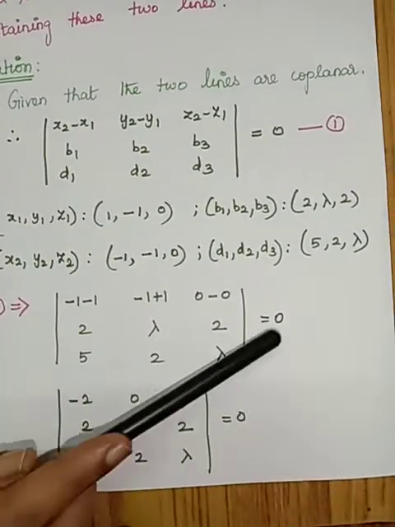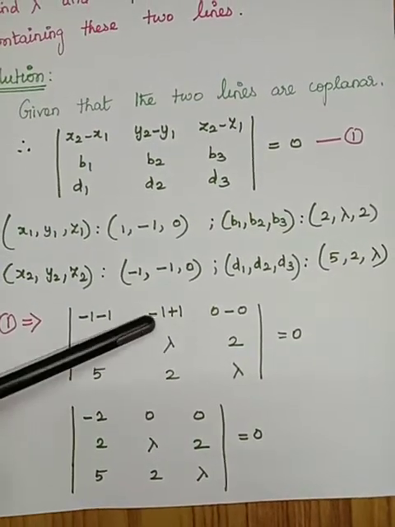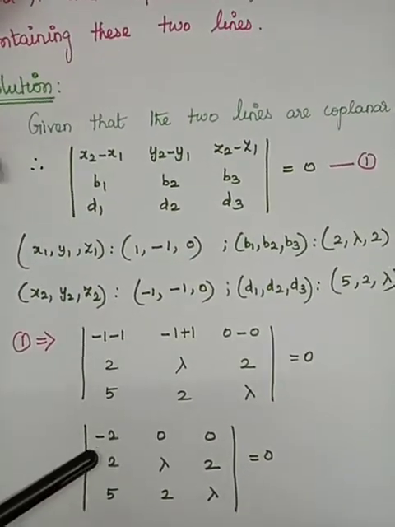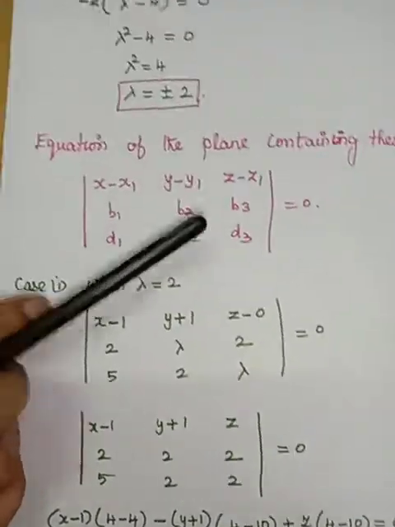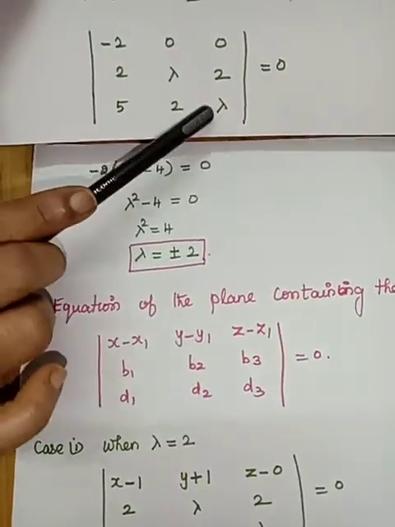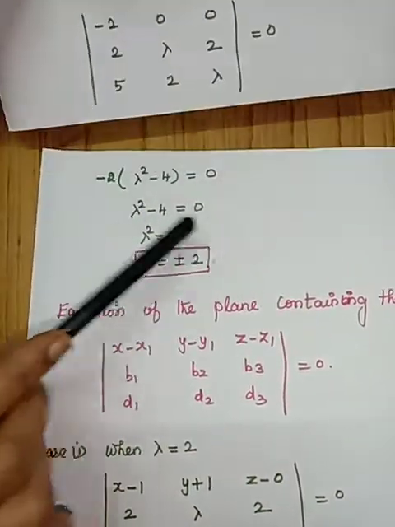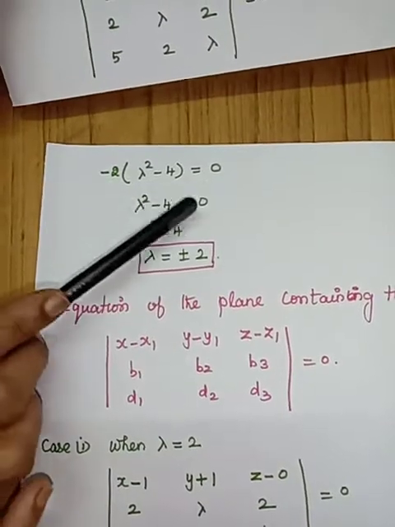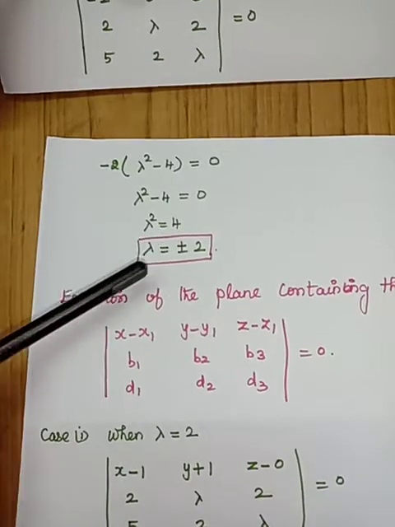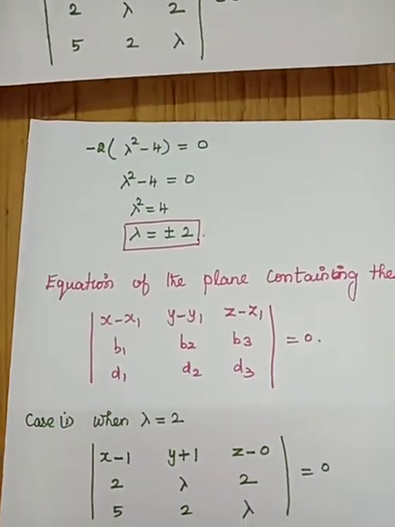So I have substituted here, which is equal to 0. So minus 1 is minus 2. Minus 1 plus 1 is 0, 0. So when you evaluate by expanding by R1, you will get minus 2 into, delete the first row and the first column, lambda squared minus 4, which is equal to 0. The other two elements are 0. So minus 2, when you take it to the other side, it is 0. So lambda squared minus 4 is equal to 0. Lambda squared is equal to 4. Lambda is equal to plus or minus 2. Here we are getting two values of lambda.